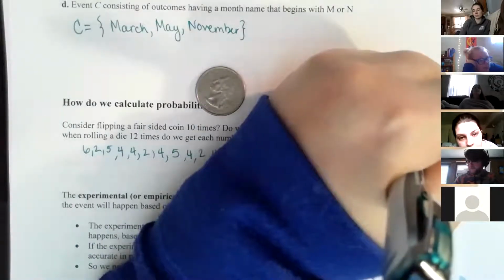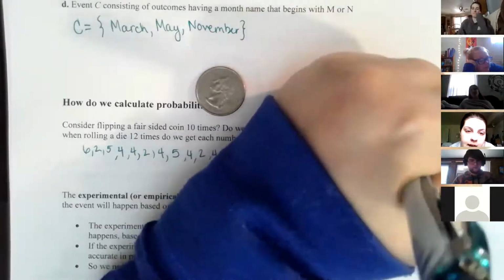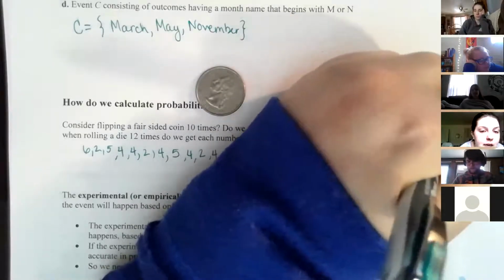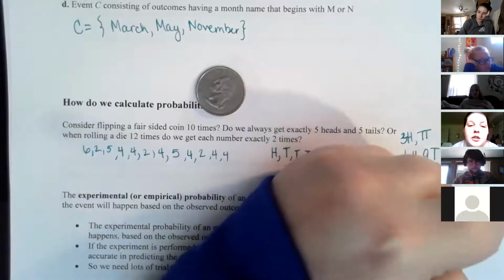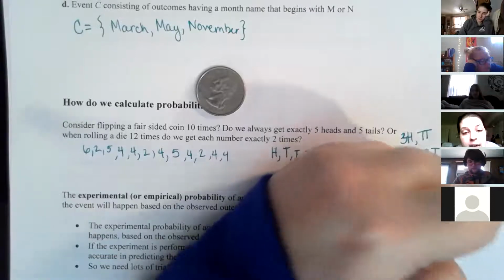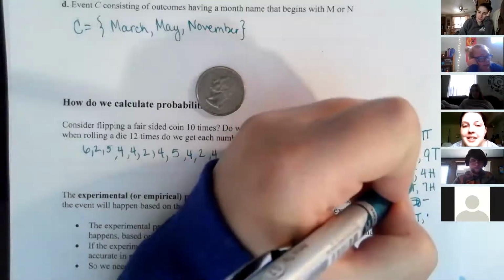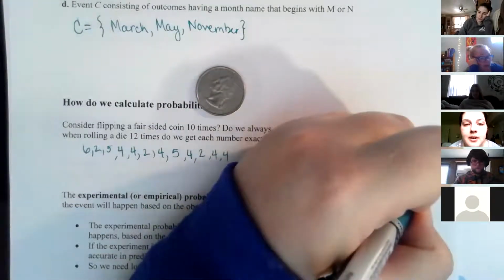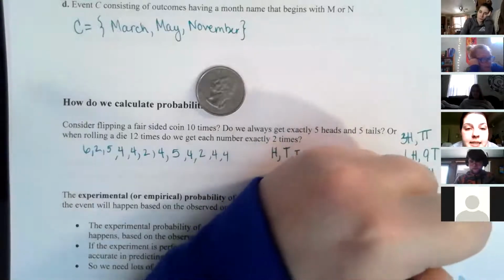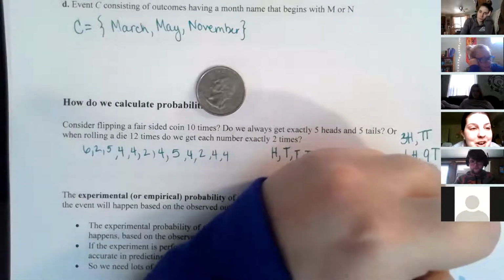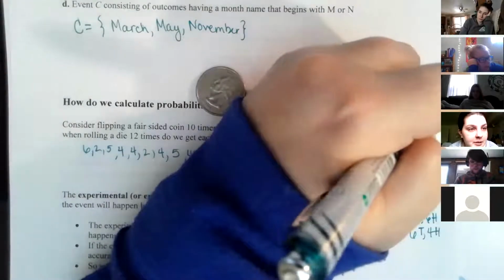Brittany got 4 heads, 6 tails. Katie got 3 heads, 7 tails. Hallie got 6 tails, 4 heads. Sarah got 4 tails, 6 heads. Alexis got 6 tails, 4 heads. Kirby got 2 heads, 8 tails. Oh, you're going too fast. So I got Hallie with 6 tails, 4 heads. Sarah, 4 tails, 6 heads. Alexis got 6 tails, 4 heads. And Kirby got 2 heads and 8 tails.